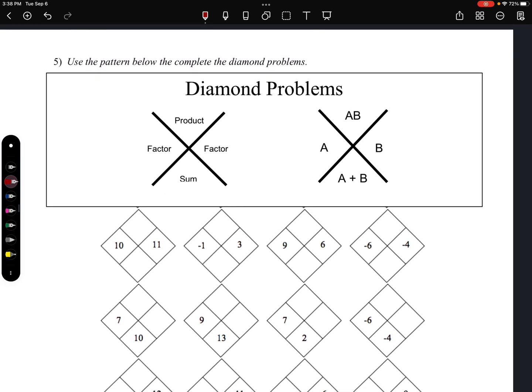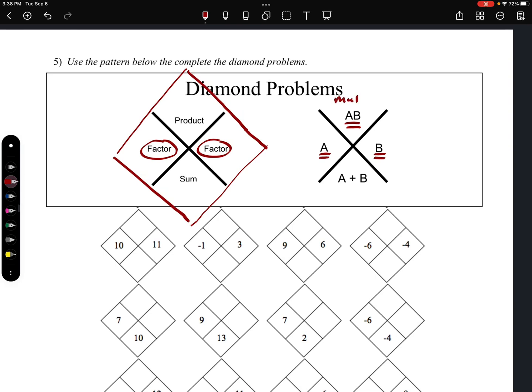All right, so it says use the pattern below to complete the diamond problems. So you'll see normally these would have the big diamond drawn in. You see it's drawn in down below, it's just not drawn in up here. Okay, so that's what the diamond looks like. So we've got factors, right? Remember, factors are things that are being multiplied. So we're going to take whatever we see right here. So we have a number in there for A, we'd have a number in there for B, and we would multiply to get the top.